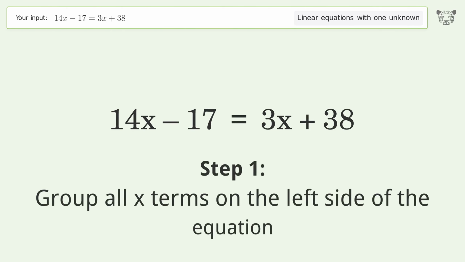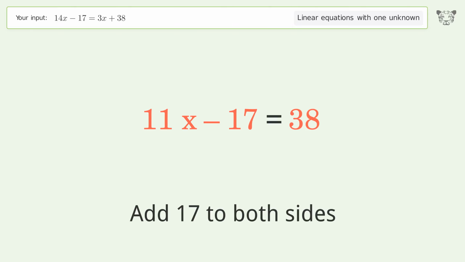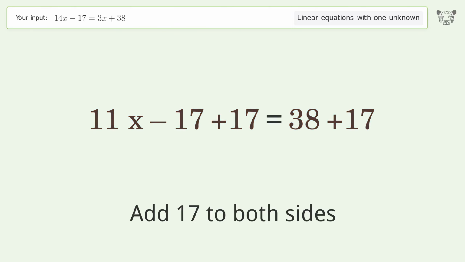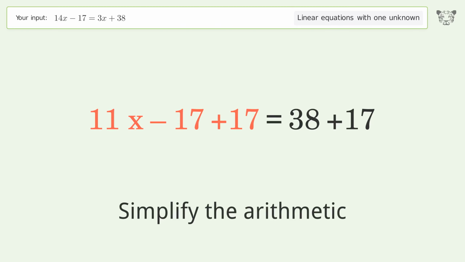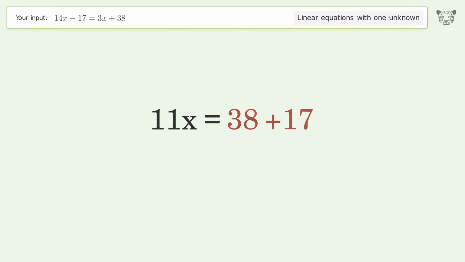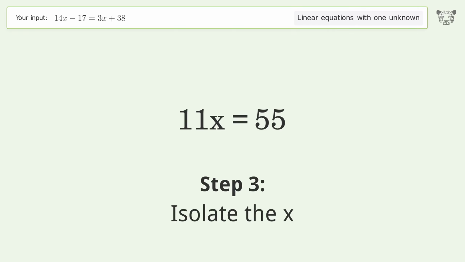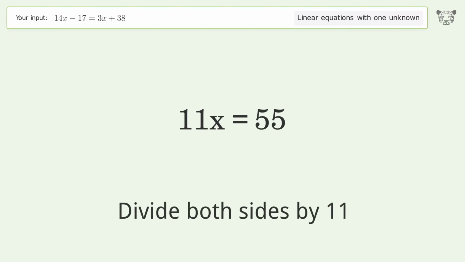Group all constants on the right side of the equation. Add 17 to both sides. Simplify the arithmetic. Isolate the x. Divide both sides by 11.